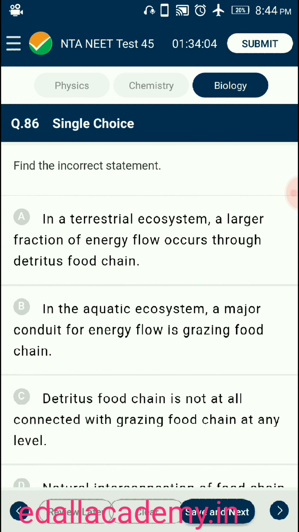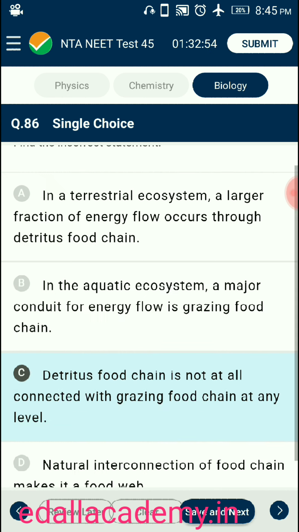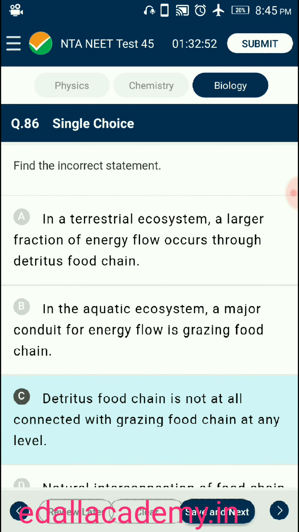Question number 86. Find the incorrect statement. In nature, the detritus food chain is connected with grazing food chains at some levels. Some of the organisms of the detritus food chain are preyed upon by grazing food chain animals, and in the natural ecosystem, some animals like cockroaches, crows, etc. are omnivores. So the answer for this question is option C. Detritus food chain is not at all connected with grazing food chain at any level. So that is the incorrect statement.